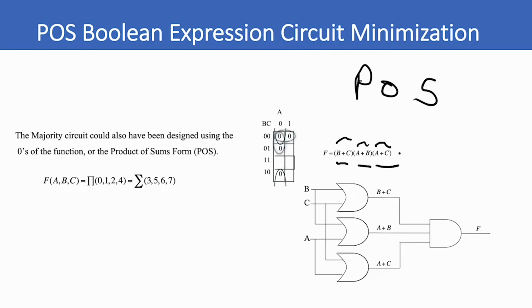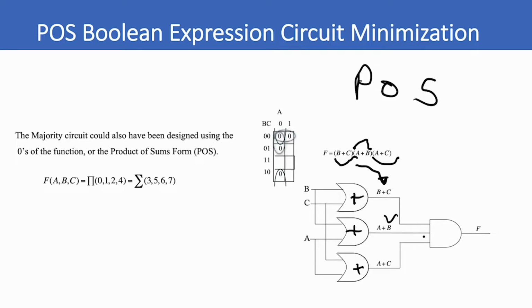So let's implement this circuit right here. Let's do the first one. This first one just says B plus C, so we use an OR gate. So we have B plus C, and that's B plus C right there. So that's the first sum term. Let's look at the second sum term. The second sum term is A plus B. So we have A and we have B, and we sum those together and we get A plus B. Okay, so that's the second term. The third term is A plus C. So we have A plus C, and we have A plus C.